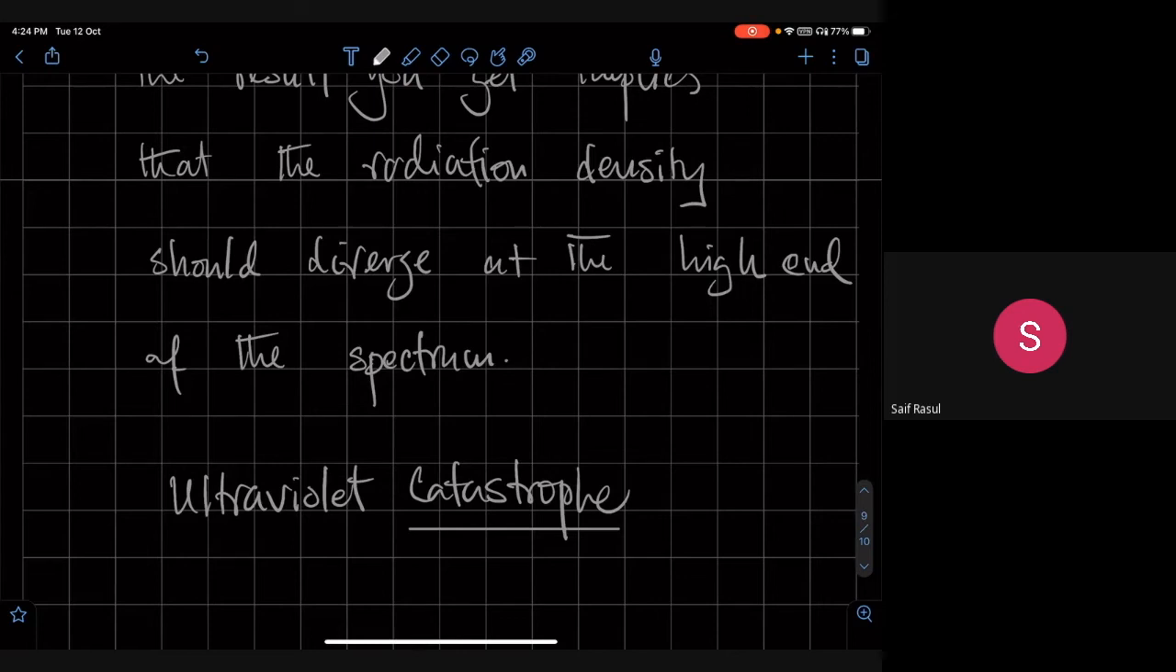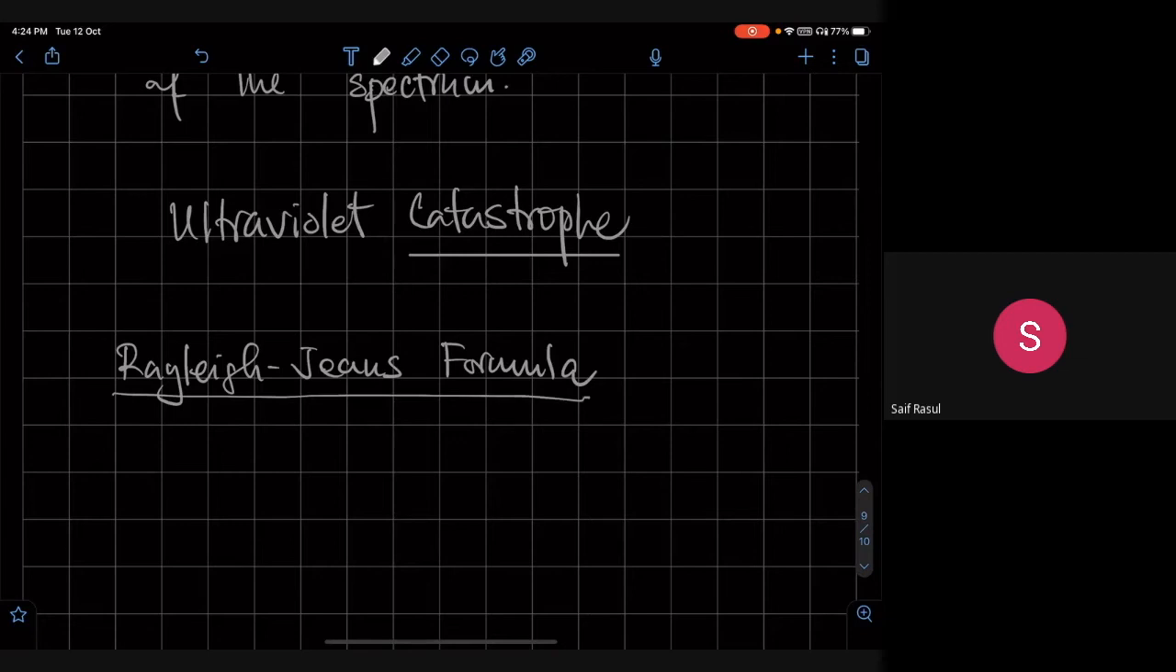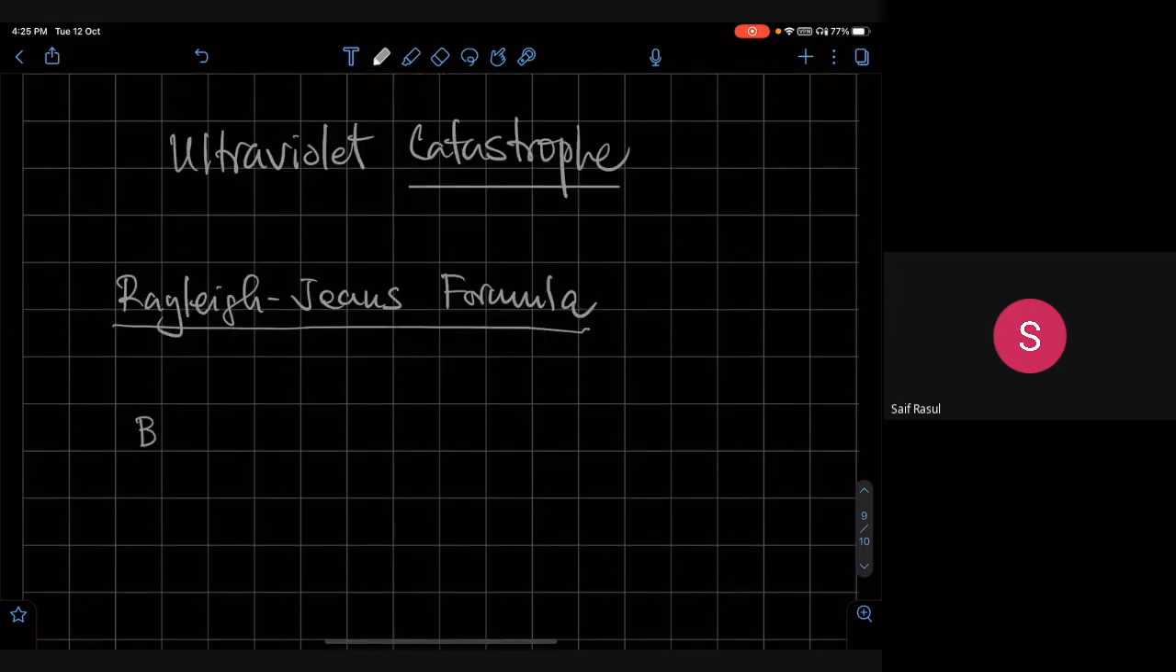So the formula that classical statistical mechanics gives you is known as the Rayleigh-Jeans formula. It's two people. And so what we will do is first derive the Rayleigh-Jeans formula, okay? So let's first start with a black body. Okay, what is a black body? What do you think a black body is?